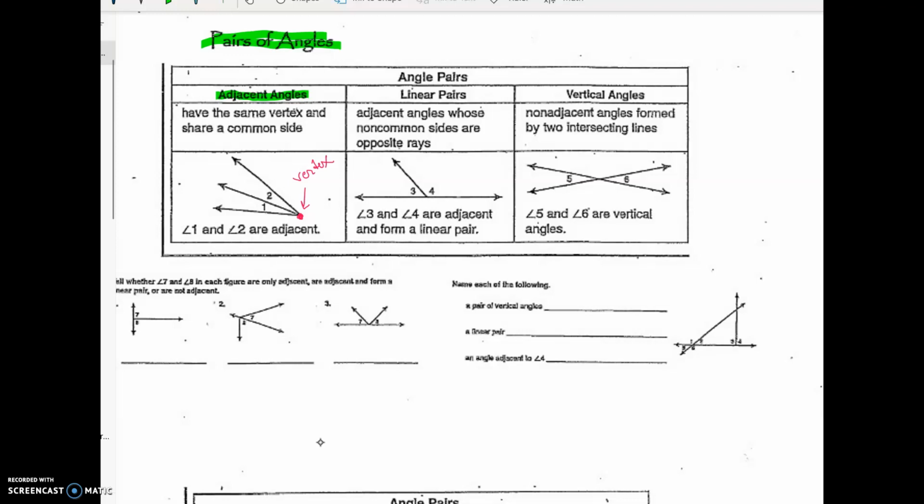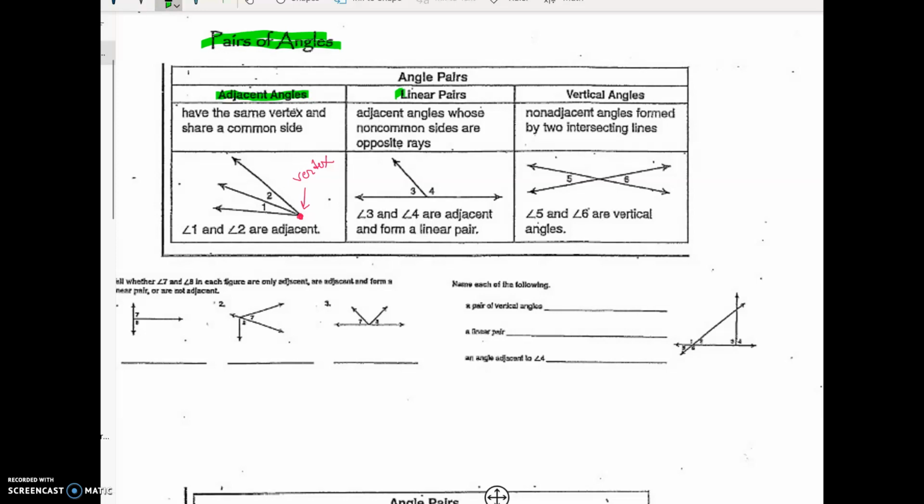And if you notice, we have angle 1 and angle 2. And they share this common side. So since they share this common side and the vertex, we can say they are adjacent to each other, or adjacent angles. Notice that we refer to angle 1 using this little angle symbol here. We'll have a lot of symbols to talk about as well. Some that maybe you've used before, or some maybe you haven't seen before.